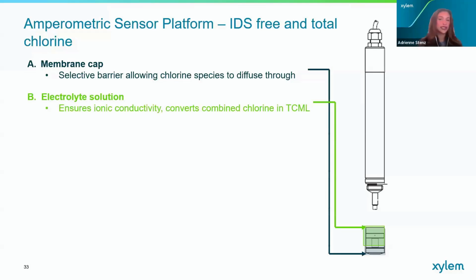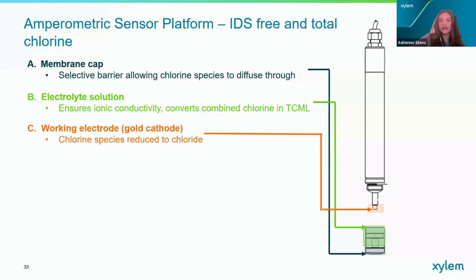Electrolyte solution fills the membrane cap. This solution is typically made of potassium chloride, which acts as a conductive medium for the redox reactions occurring at the electrodes. For the total chlorine version of this sensor, the electrolyte solution is made up of potassium iodide to convert total chlorine into a measurable form. The electrolyte solution and the membrane must never be allowed to dry out. These two components are critical for the sensor's function, and allowing them to dry out will cause the sensor to fail.